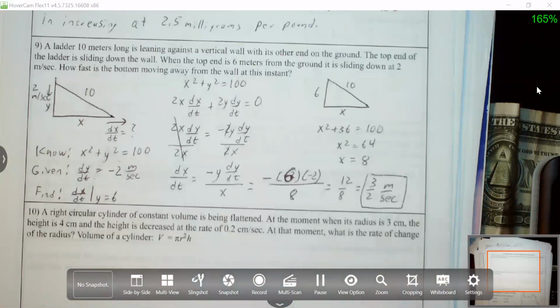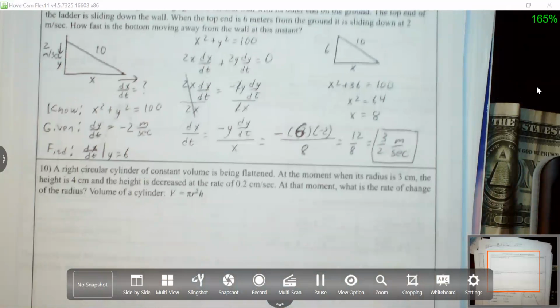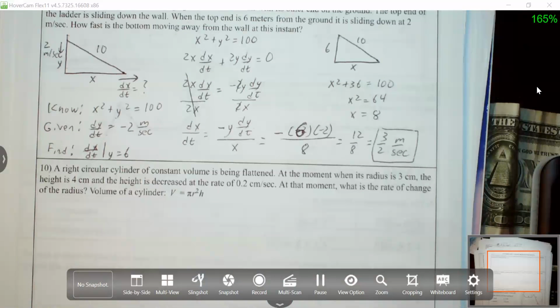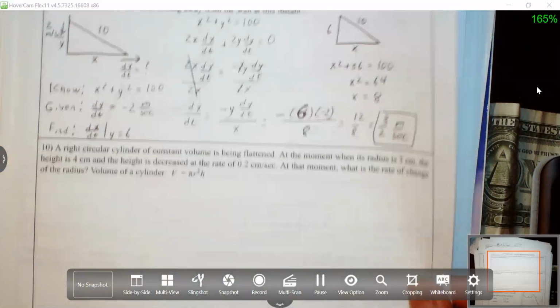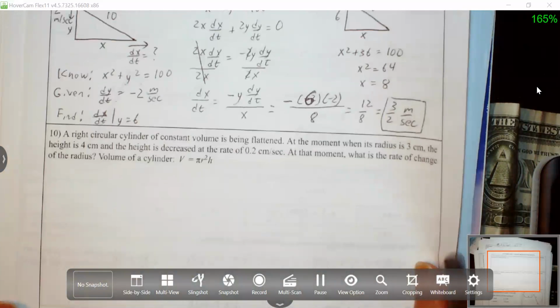Number 10, a right circular cylinder of constant volume is being flattened. So we actually take a cylinder and we're going to flatten it. At the moment when its radius is 3 centimeters, the height is 4 centimeters, and the height is decreased at the rate of 0.2 centimeters per second. At that moment, what is the rate of change of the radius? And the volume of the cylinder is V equals pi r squared h. Okay, this is a fairly straightforward problem. There's no really bells and whistles behind this one.